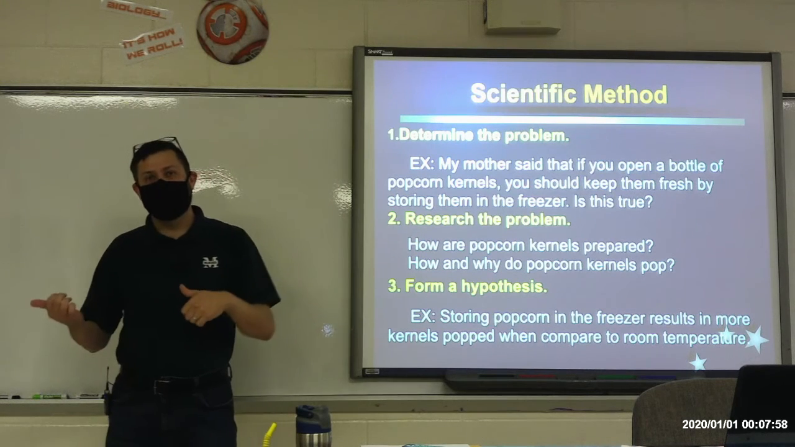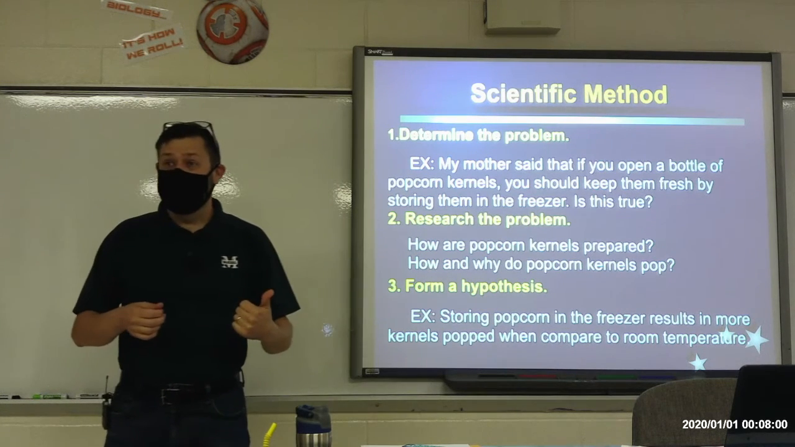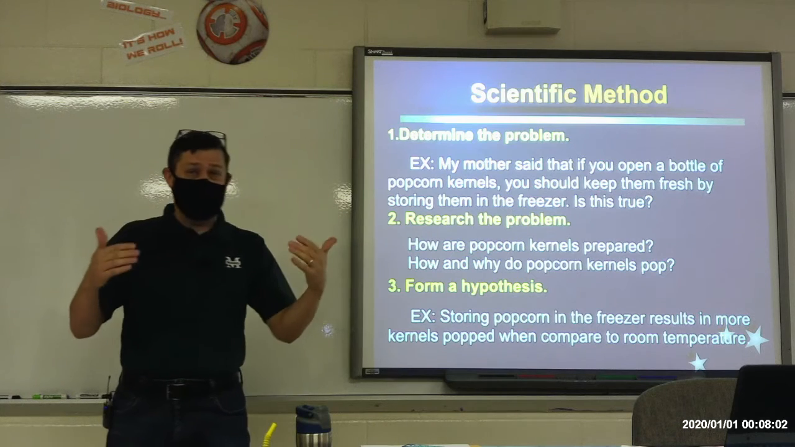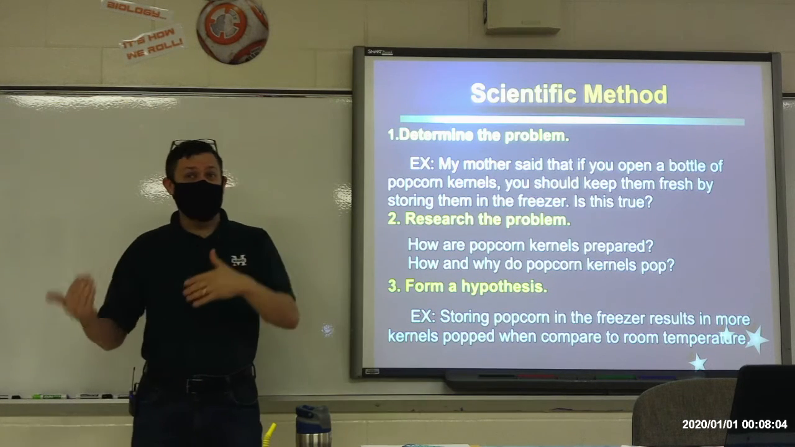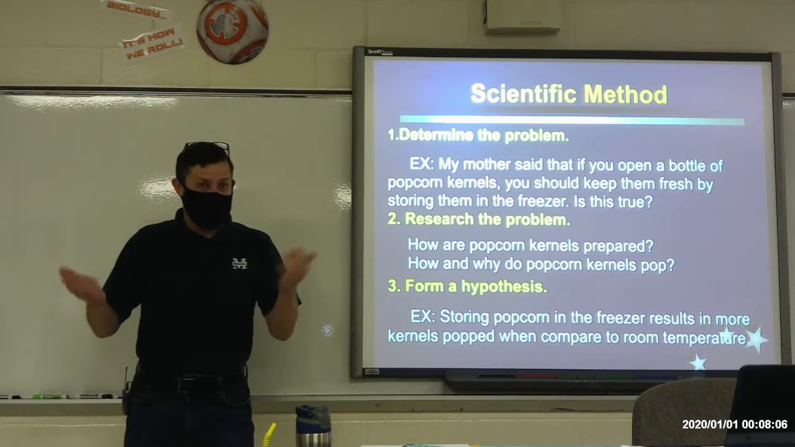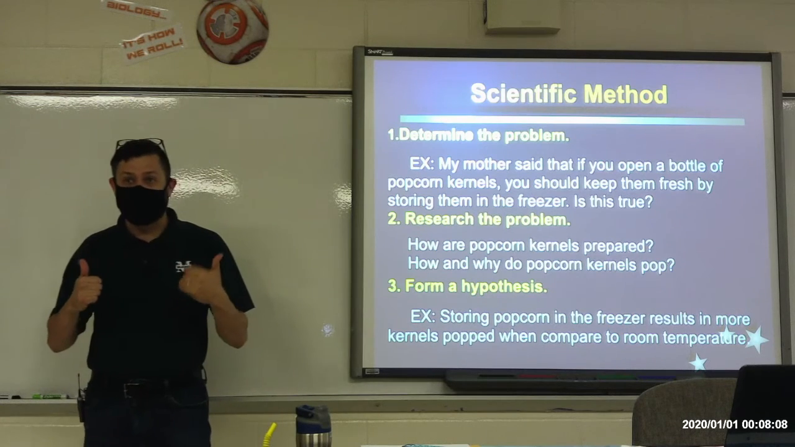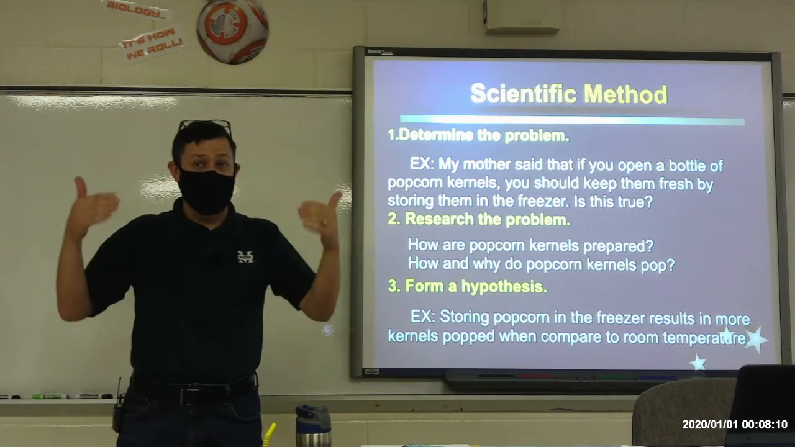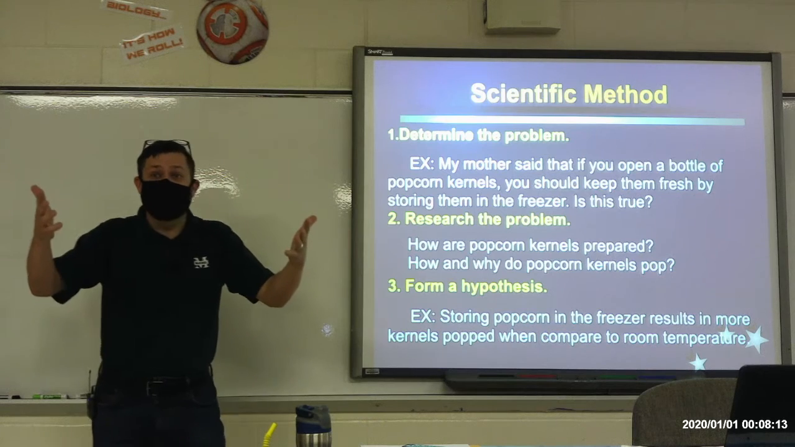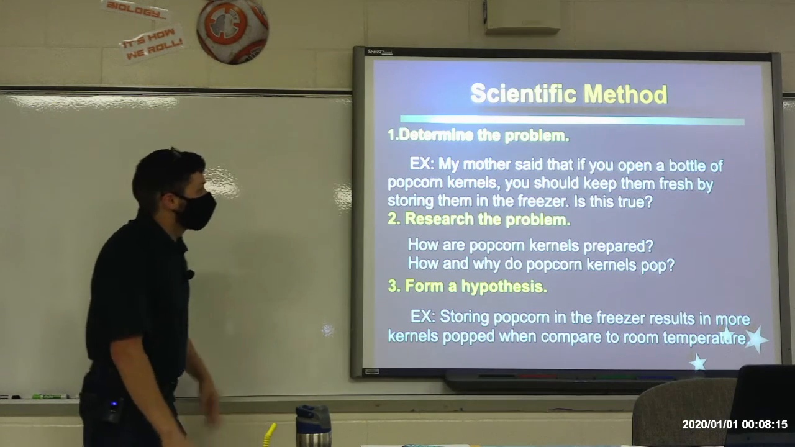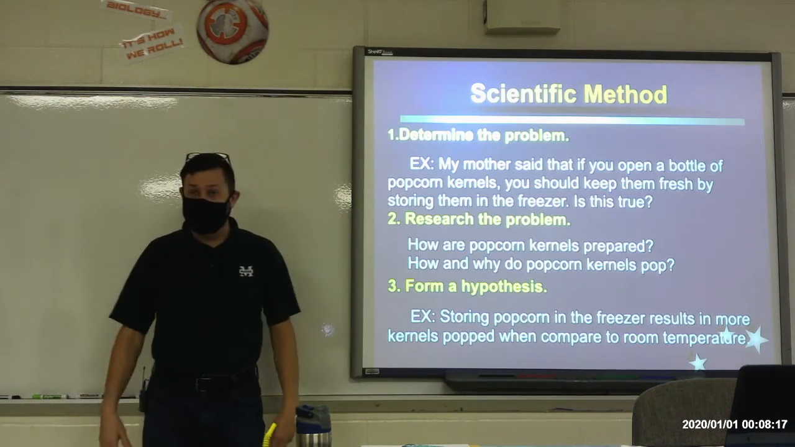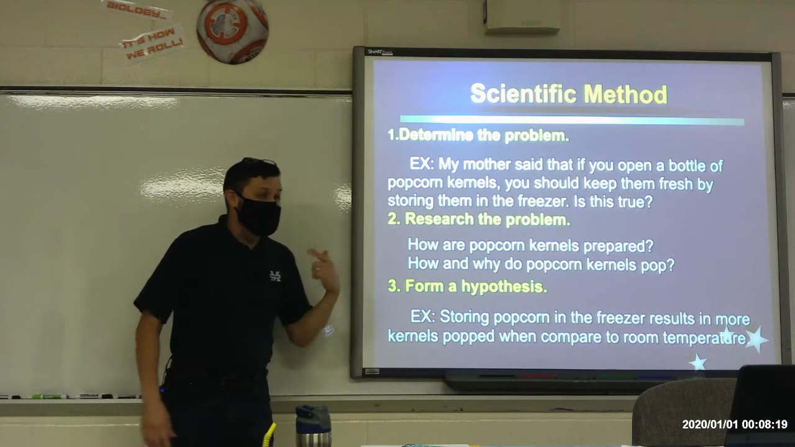So going back to that idea of COVID-19, scientists didn't choose to come up with a vaccine for COVID-19, but that's a problem we have to solve. So some scientists stepped up and said, you know what, I'll do it. I'll try to find this answer. So that's the first step: we just got to define the problem. The next step is to research the problem.